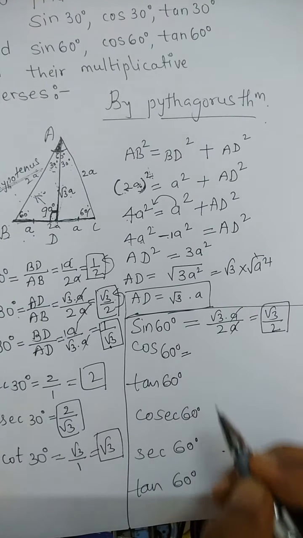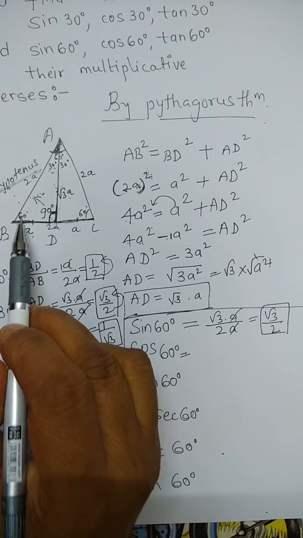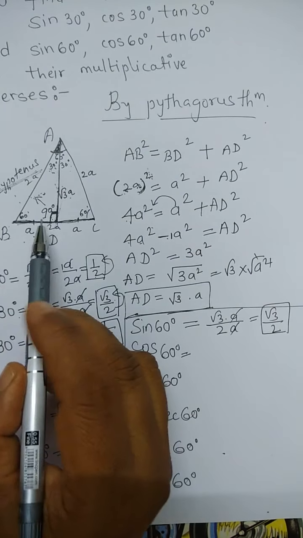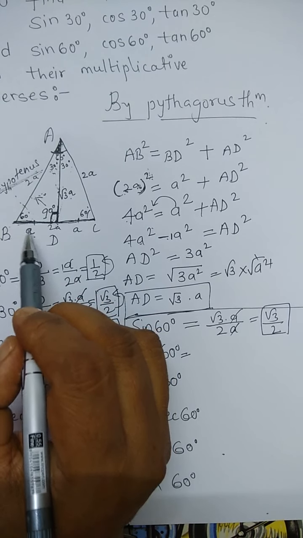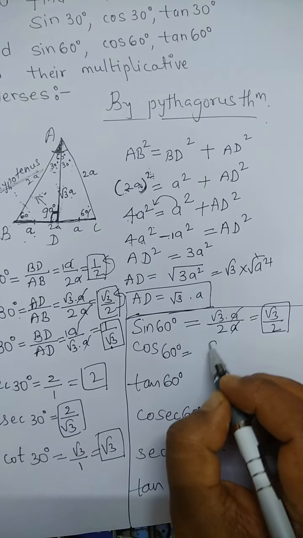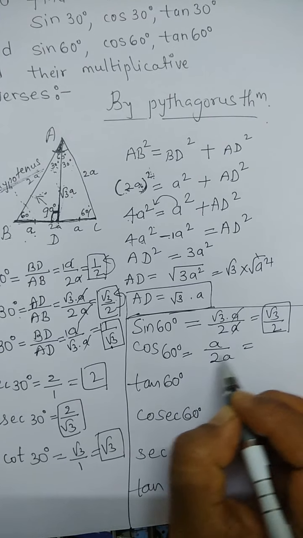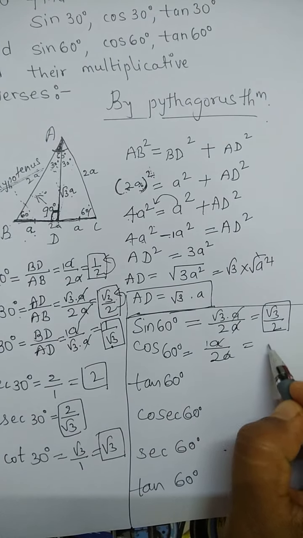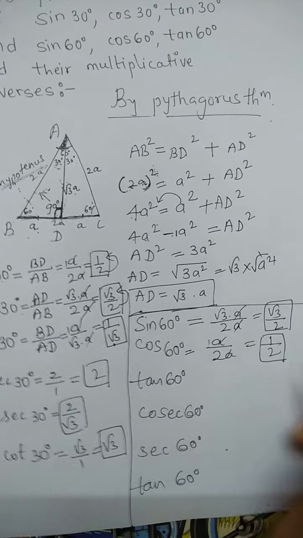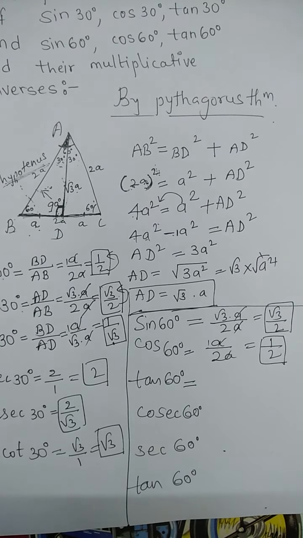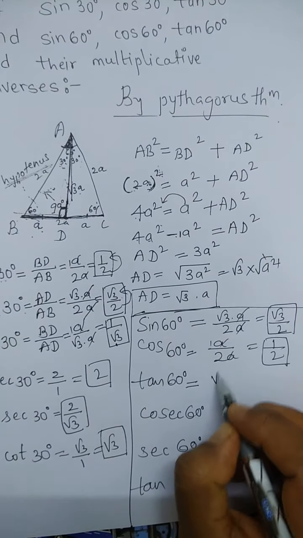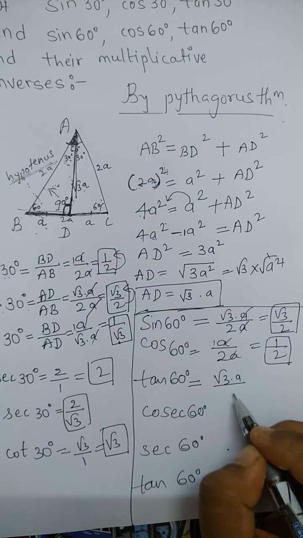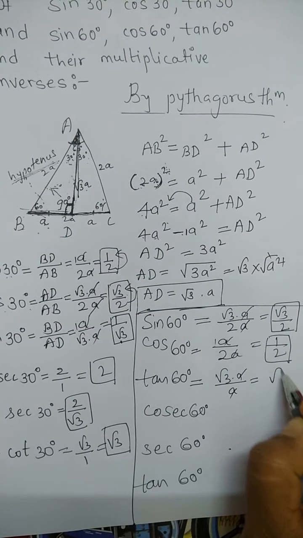And cos 60 degree is adjacent upon hypotenuse. The 60 degree angle adjacent is this. A upon 2a. Here nothing means 1. A cancel, we got 1 by 2. Tan 60 is opposite upon adjacent. Opposite is this and this is adjacent. Root 3a upon a. A cancel, we got root 3.